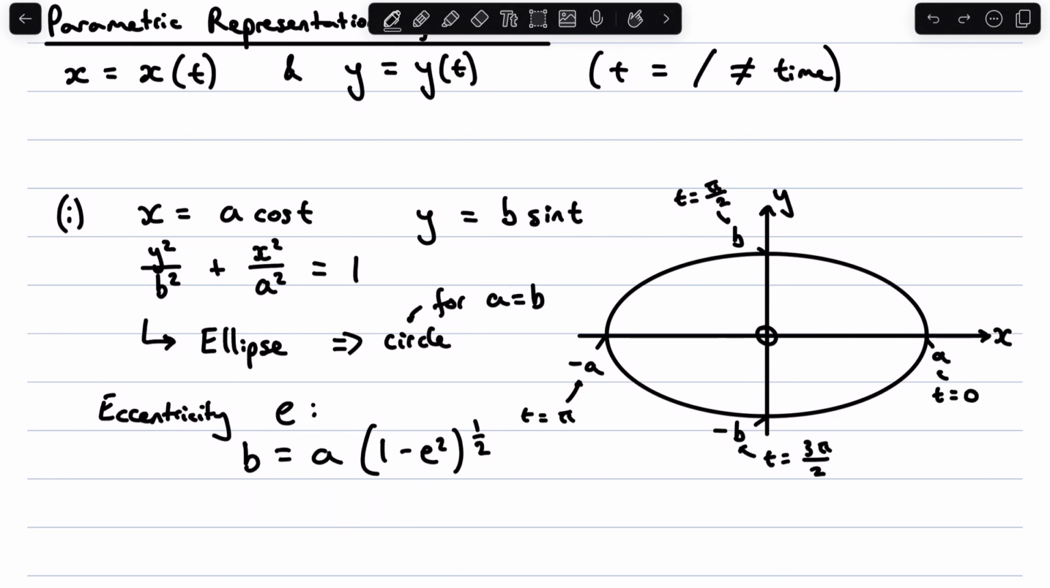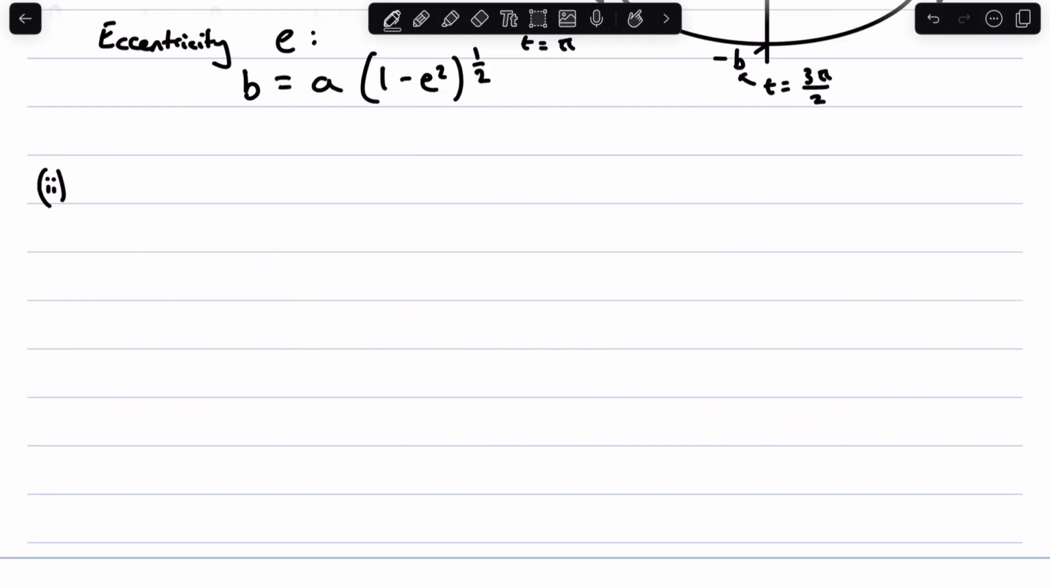So this equation will come in handy later on and you'll see how it's derived, but for now we've just solved this parametric representation and we've been able to draw it knowing that ellipses look like this. So for our next parametric function that we'll draw, we'll look at x equaling a times t minus sine t, and y equaling a times 1 minus cos t.